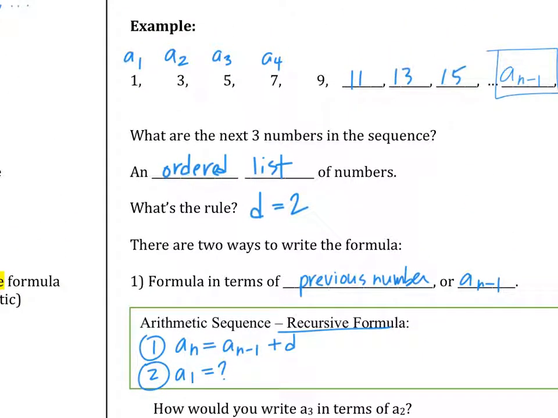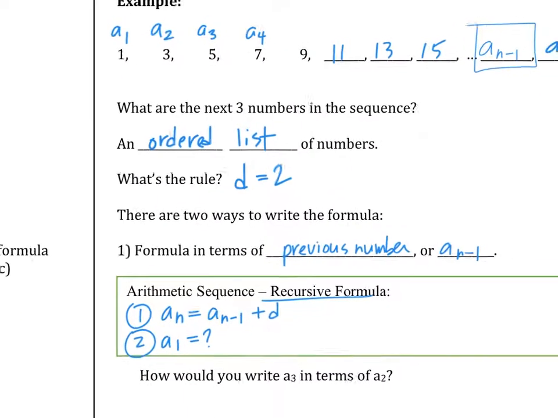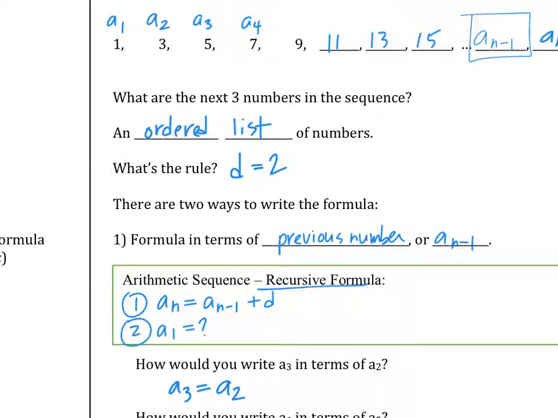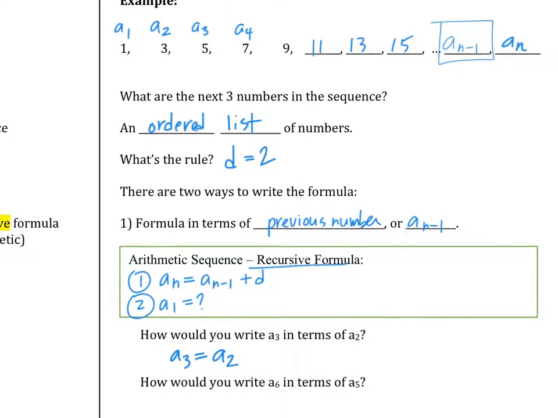Okay, so if we look at this question here, 1, 3, 5, 7, 9. How would you write A3 in terms of A2? So how do you get to A3 from A2? A3 is 5. A2 is 3. So how do you get from 3 to 5?